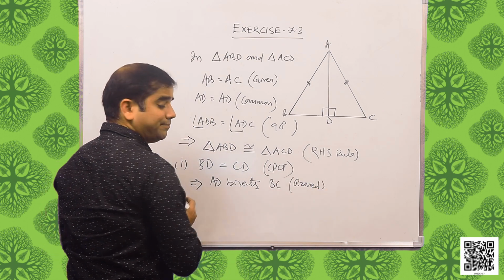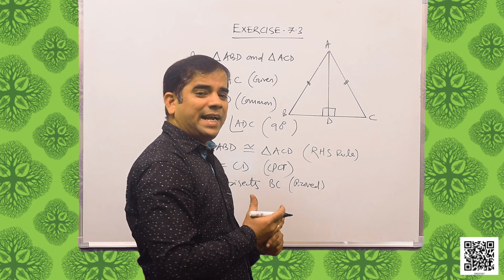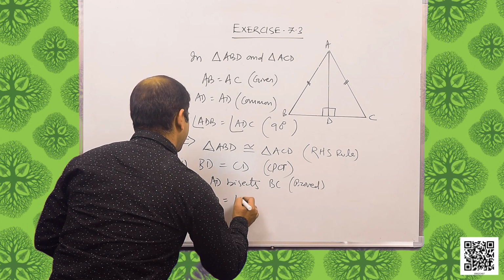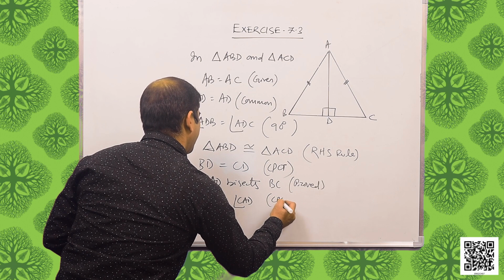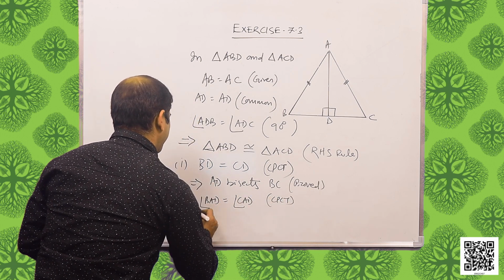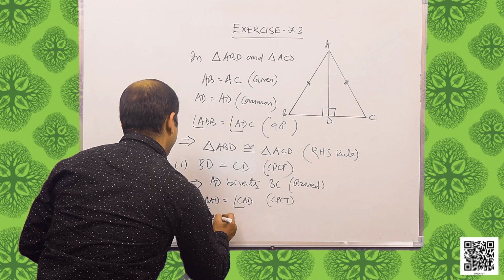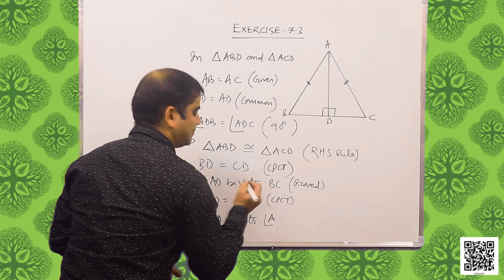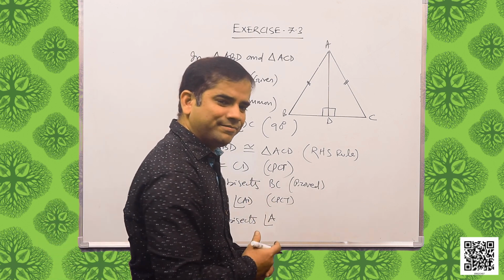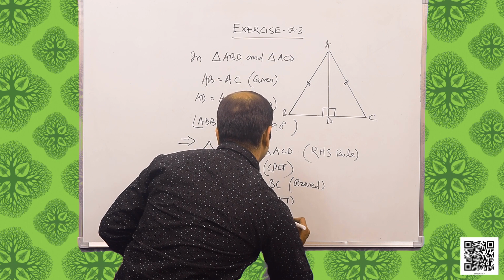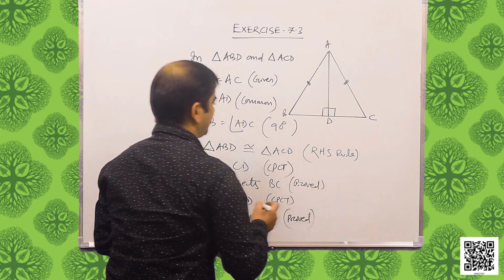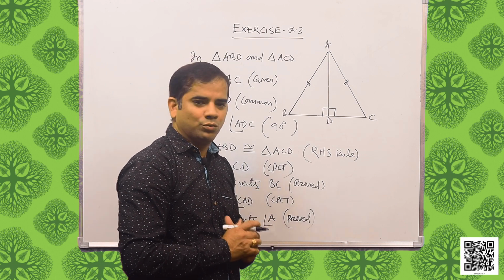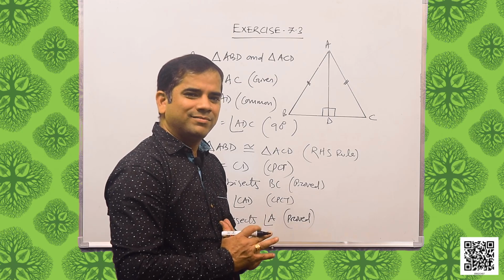The second bit, angle BAD is equal to angle CAD. Angle BAD is equal to angle CAD, again by CPCT. That implies AD bisects angle A. In this way, we have proved both bit 1 and bit 2 of question number 2. Hope you have understood it.